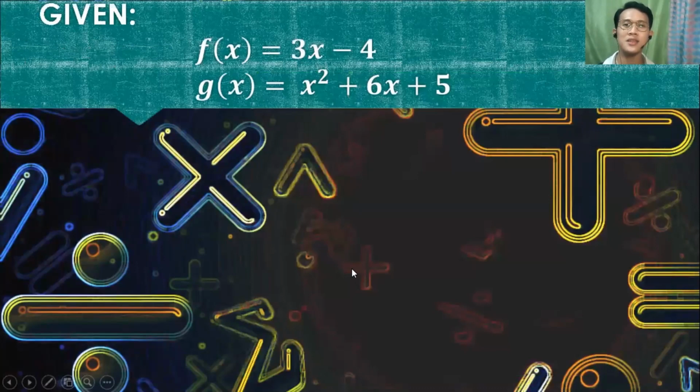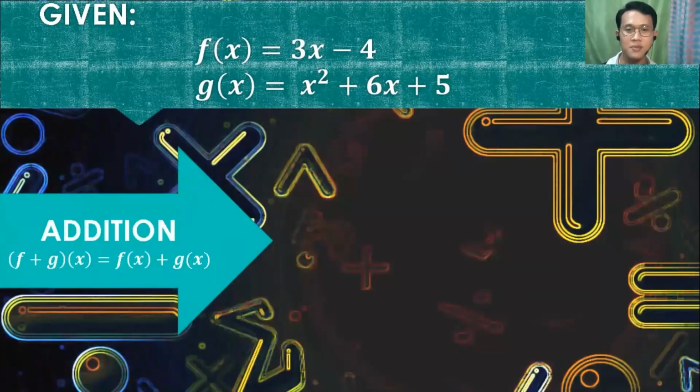Okay, now let's try to have an example here. We will be answering these examples. The first function, we have f of x, which is equal to 3x minus 4, and then g of x, which is equal to x squared plus 6x plus 5. Okay, let's start with addition.